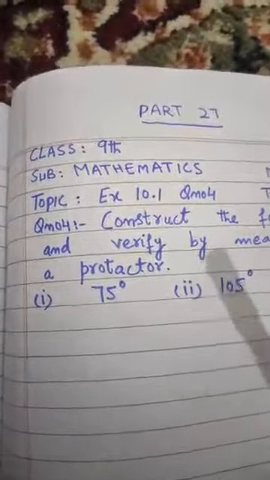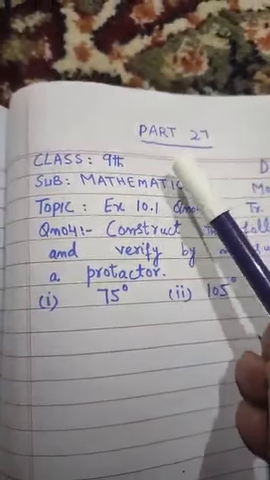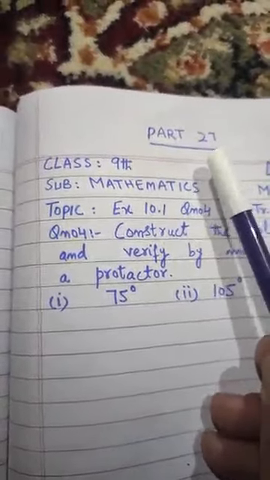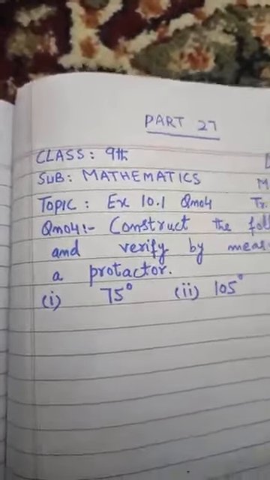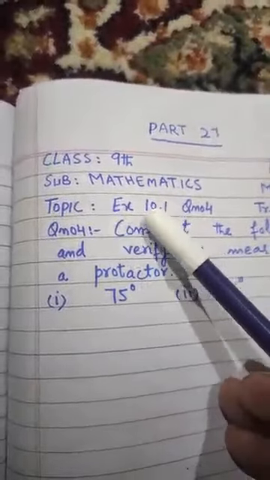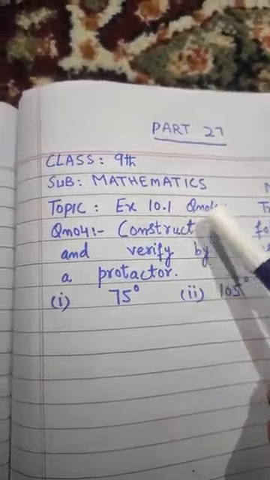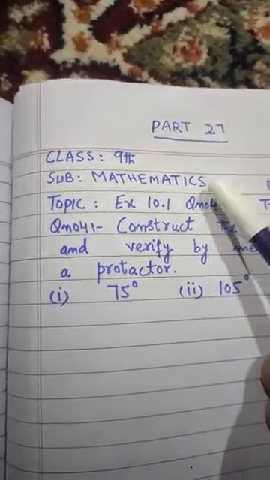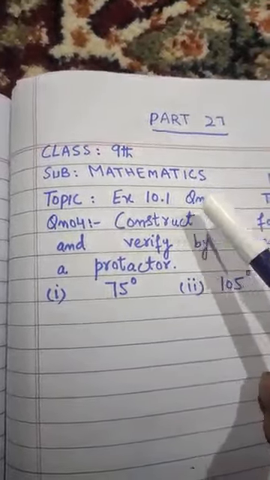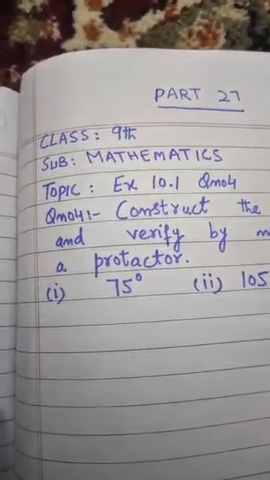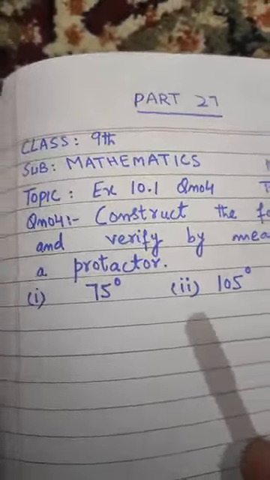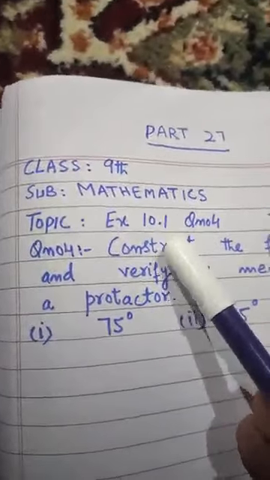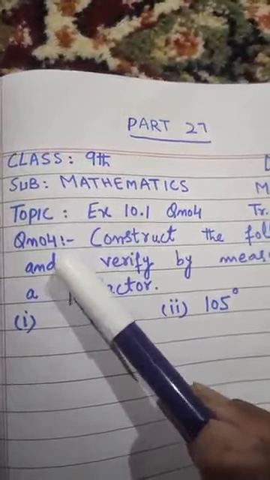Now let us start our lecture number 27, or we can say part 27 of exercise 10.1, question number 4 for 9th class, subject mathematics. Name of the chapter is Constructions, and we are going to solve question number 4 of exercise 10.1. Now let's read out this question.